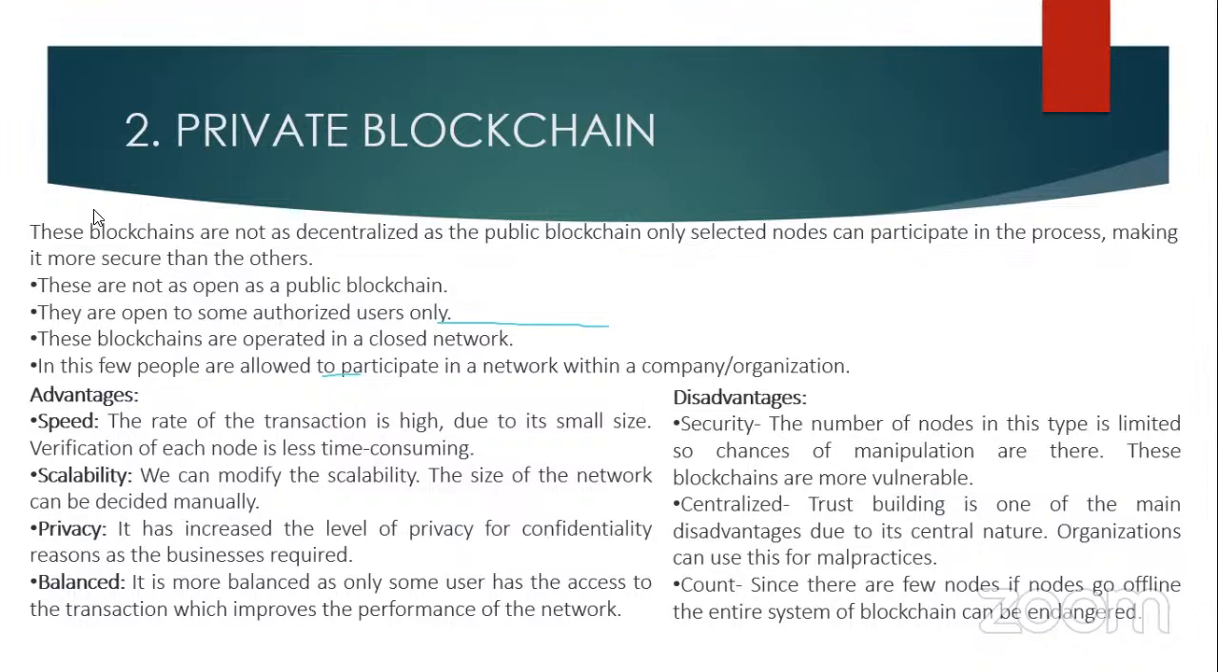Number two, it is scalable, meaning it can be decided manually. And there is privacy in the blockchain, because there's a level of confidentiality as the business requires, and it is more balanced than the public blockchain, which helps improve the performance of the network.